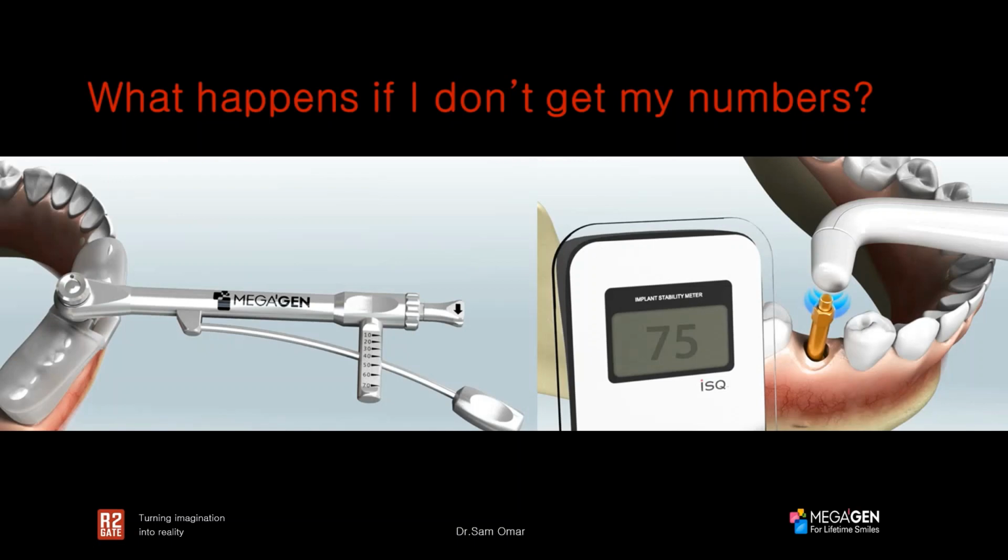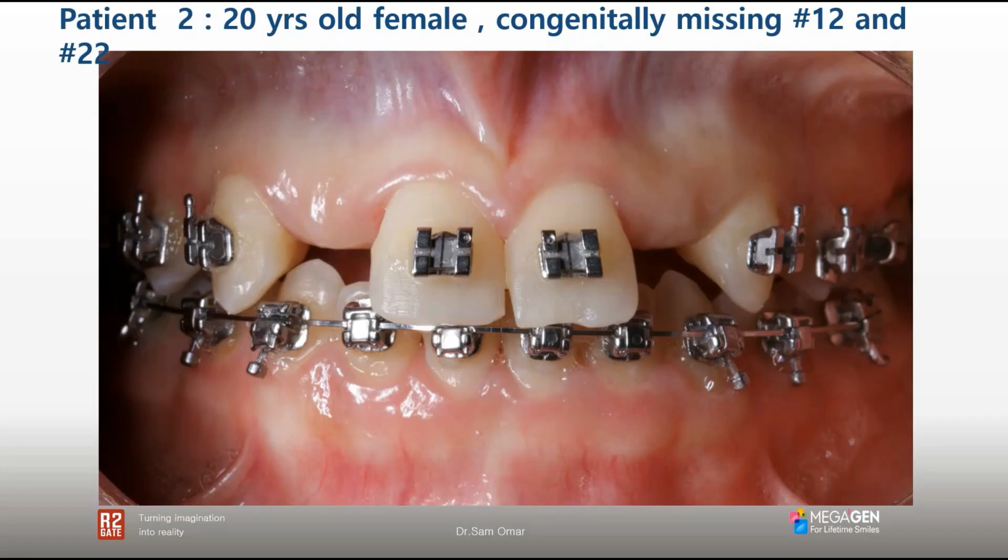But do we always get these numbers in every case? Do I always get 45 Newton centimeter and 75 ISQ? Actually, no. So let me show you this case that we have right here. So in this case, the patient was actually missing 2 lateral incisors. These were congenitally missing incisors. And the treatment plan here was to place 2 implants in these sites, 2 mini implants.